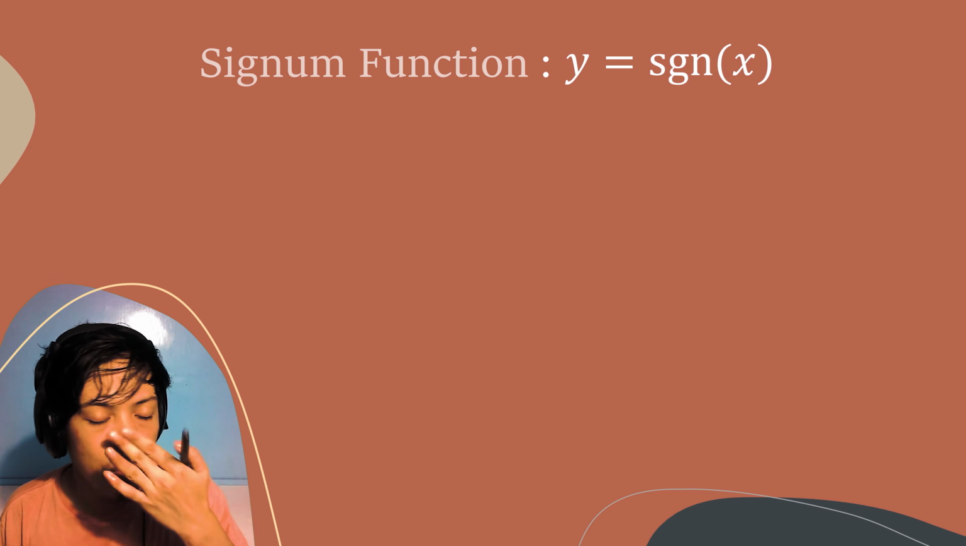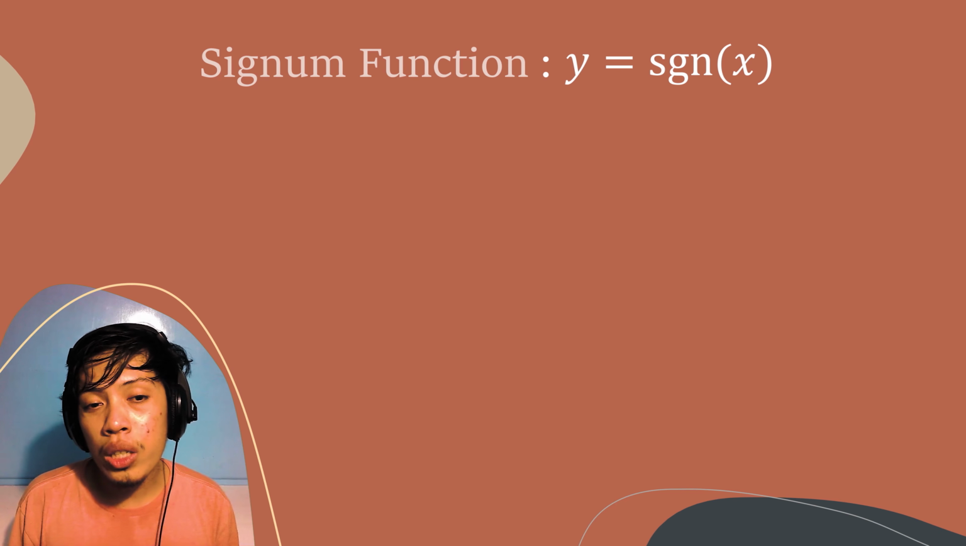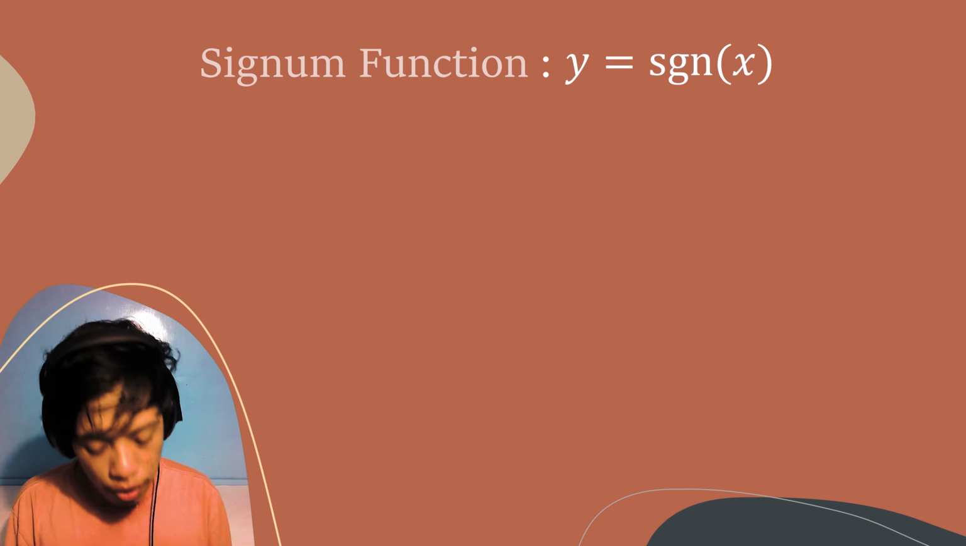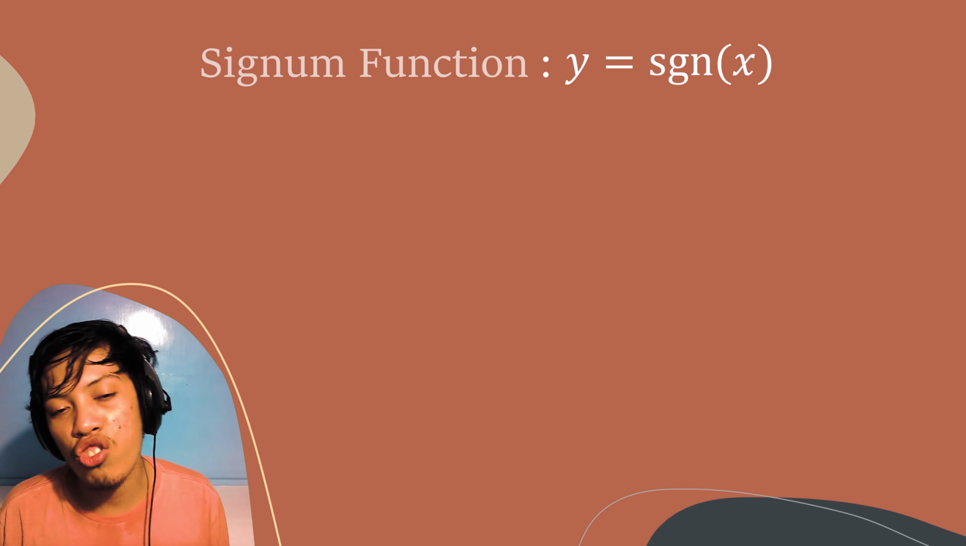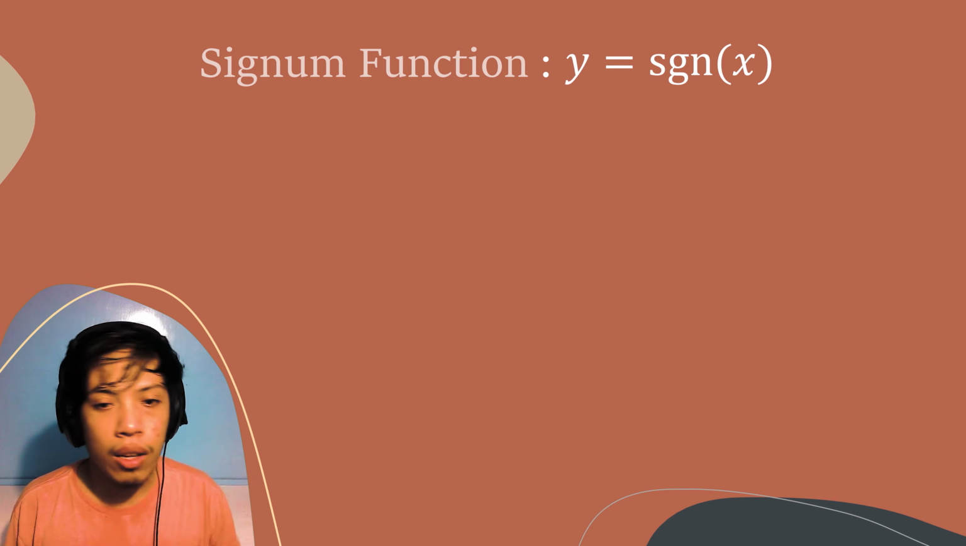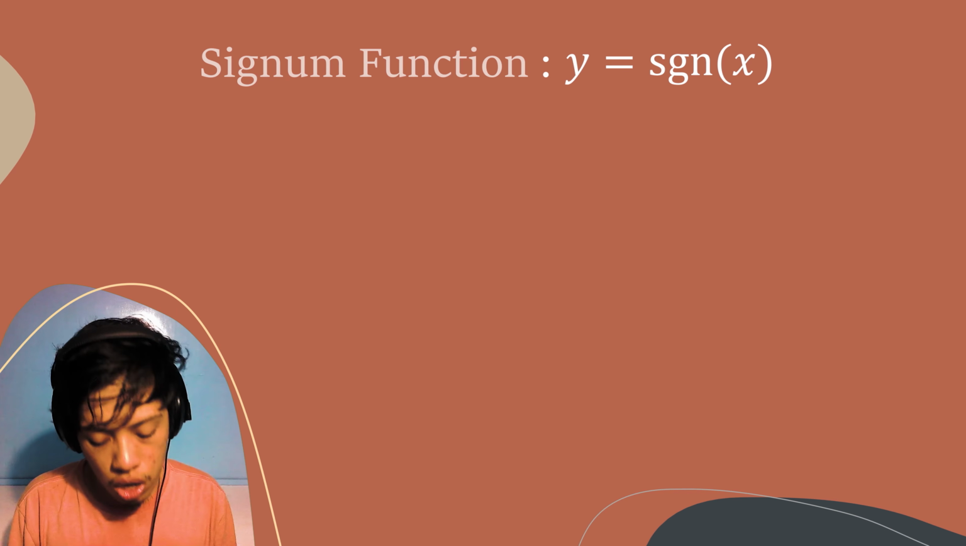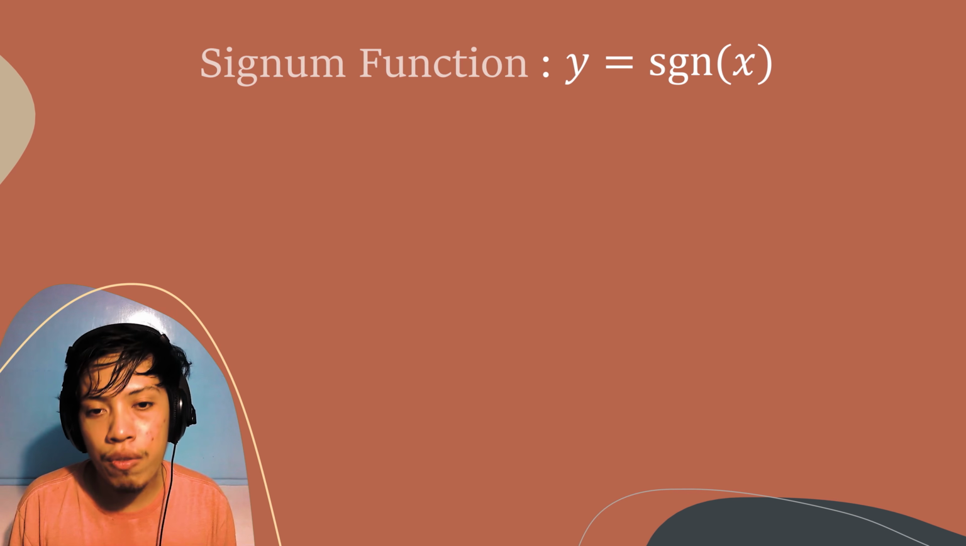We have here the signum function. Okay, let us have an example. Suppose we have y is equal to the signum of x, abbreviated as sgn. So we have y is equal to signum of x. For this type of equation, we can write this equation in terms of a piecewise function.